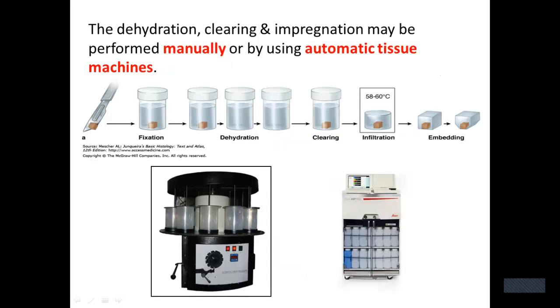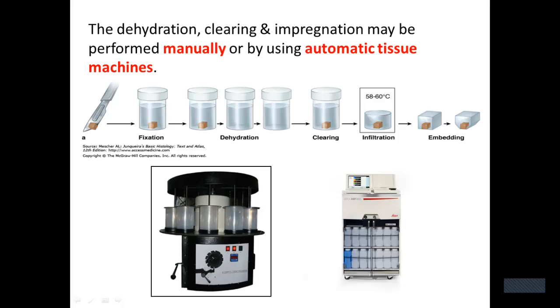The dehydration, clearing, and impregnation may be performed manually by hand or by an automatic tissue processing machine. This is the automatic tissue machine, and this is the manual handling. The automatic one has a special system or machine to handle the tissue automatically, with 1 hour, 2 hours, 2 changes, 3 changes done automatically.